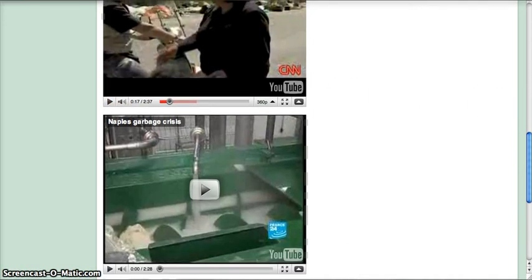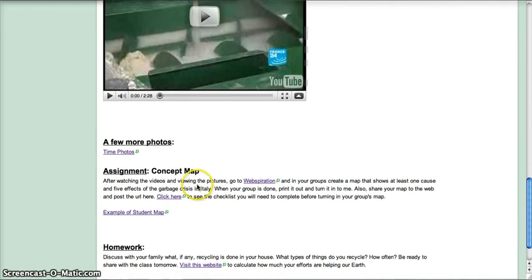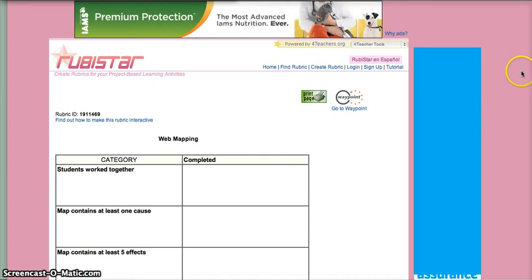So we're going to kind of go through what the Italians are going through there. There's a few more photos from Time magazine here with a few little blurbs. And their assignment for this day is going to be a concept map using Webspiration. So it's going to be web-based. They're going to need to pick out of the photos and videos some causes and effects of the problems that the Italians are having. And here they're going to have a little checklist of things they need to complete with their map.